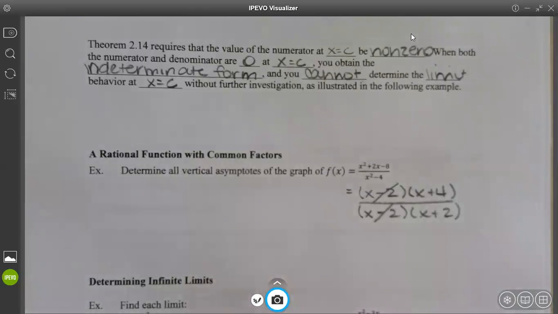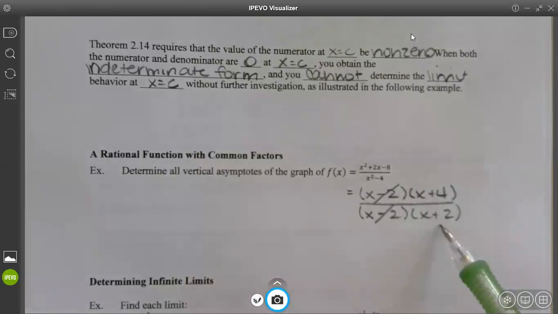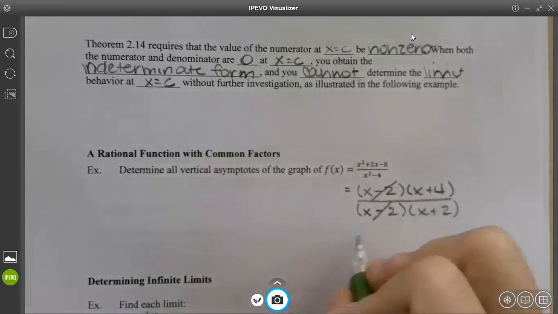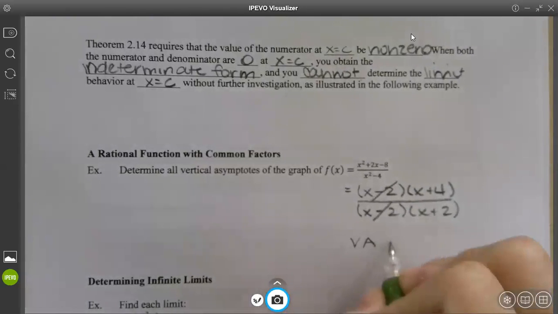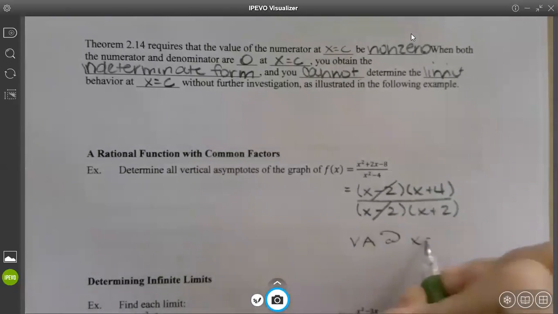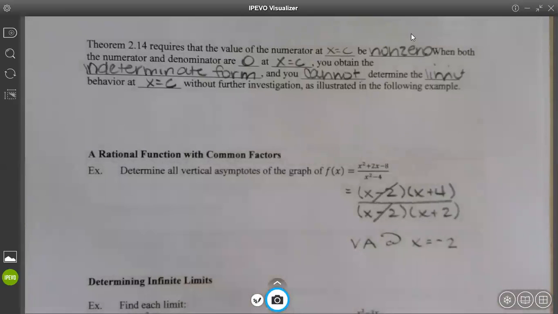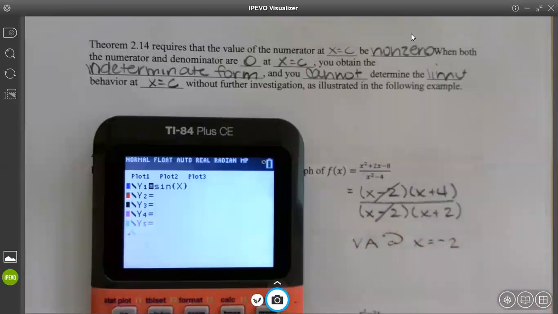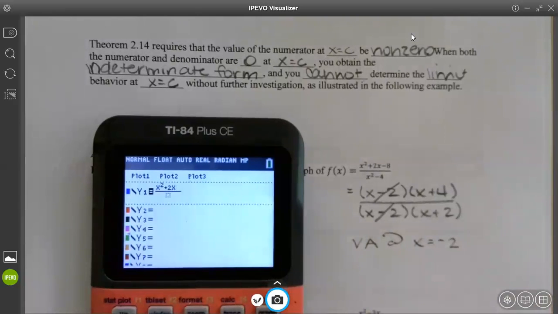All right. So then we're only left with this x plus 2 on the bottom. So where is my vertical asymptote? At x equals negative 2. All right. Again, if you graph it, x squared plus 2x minus 8.